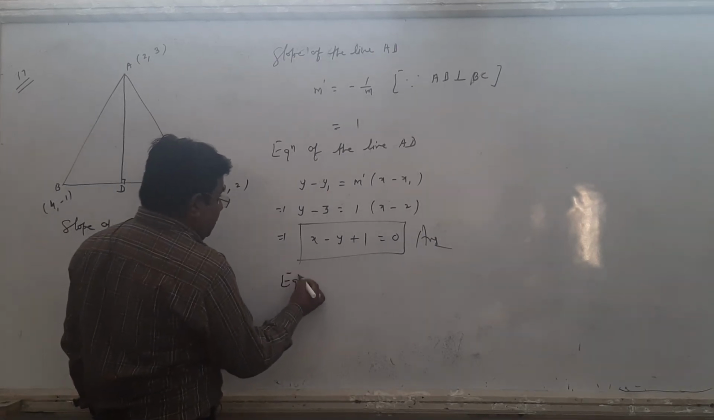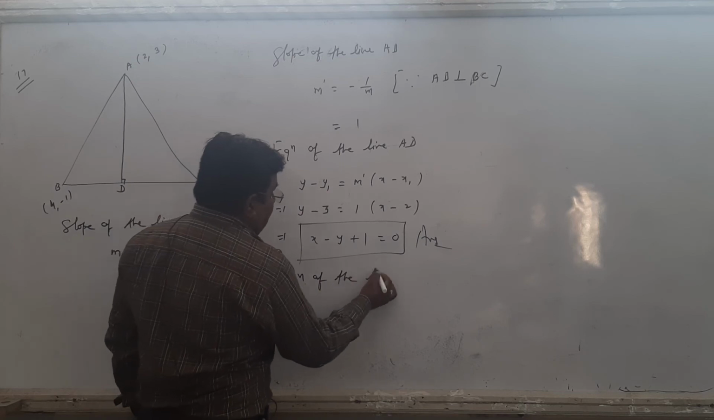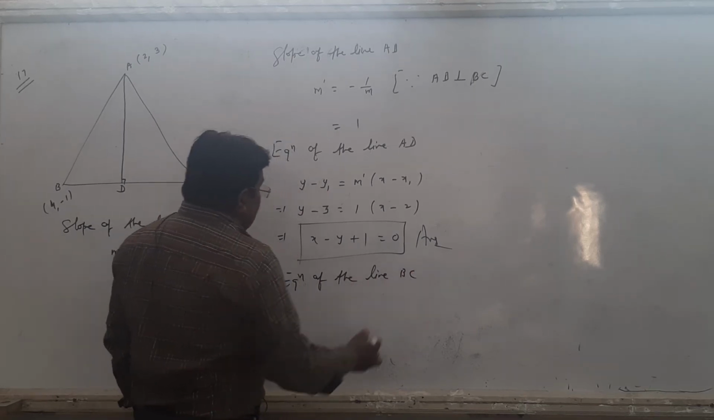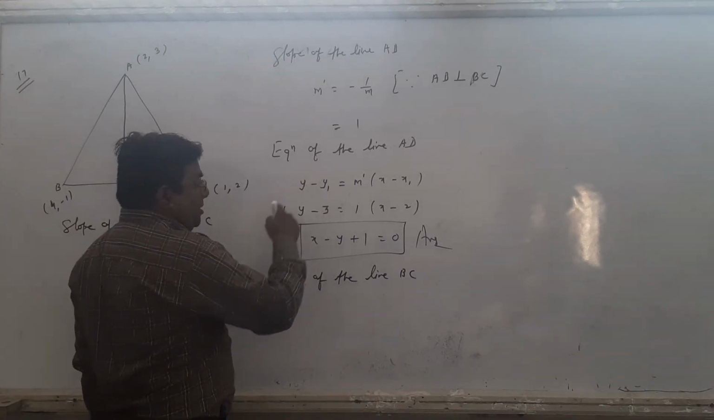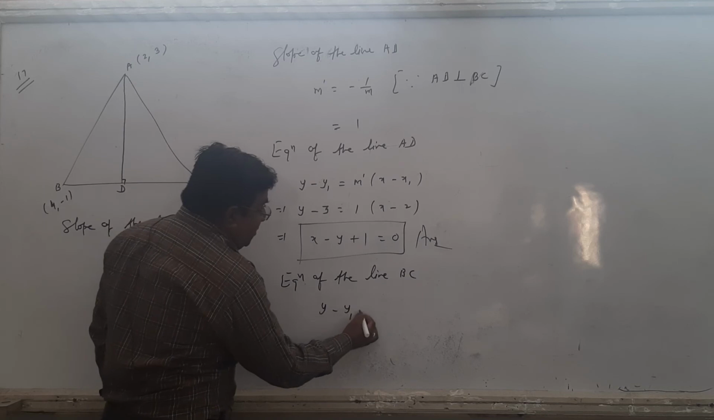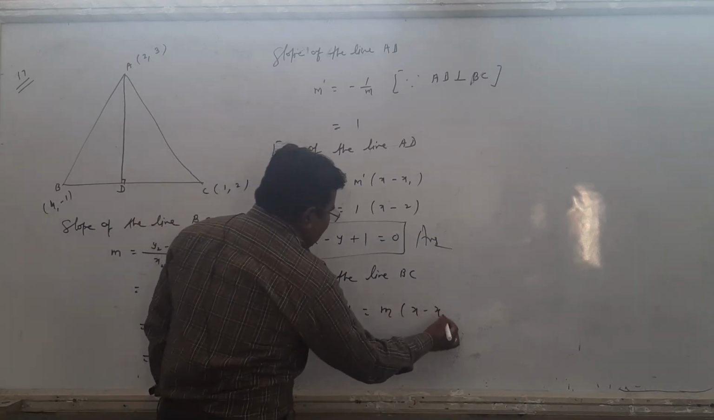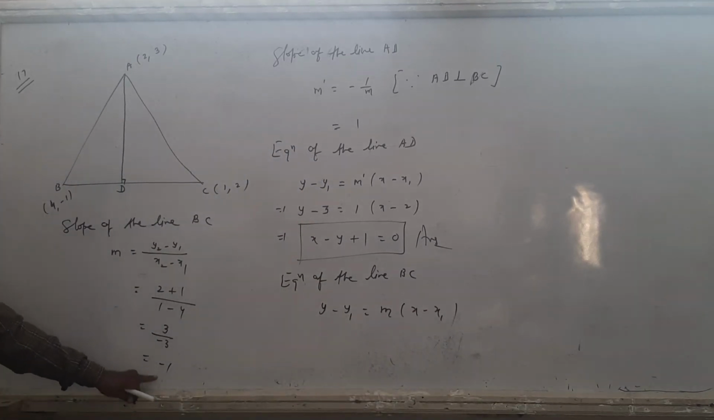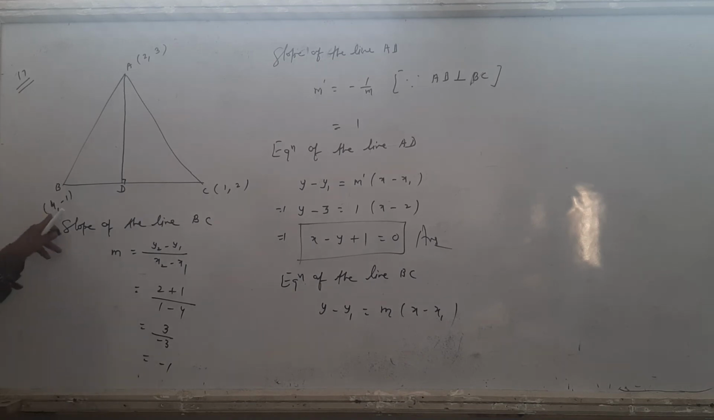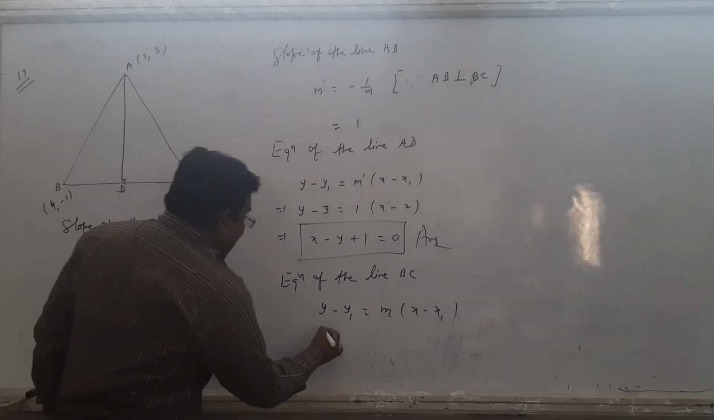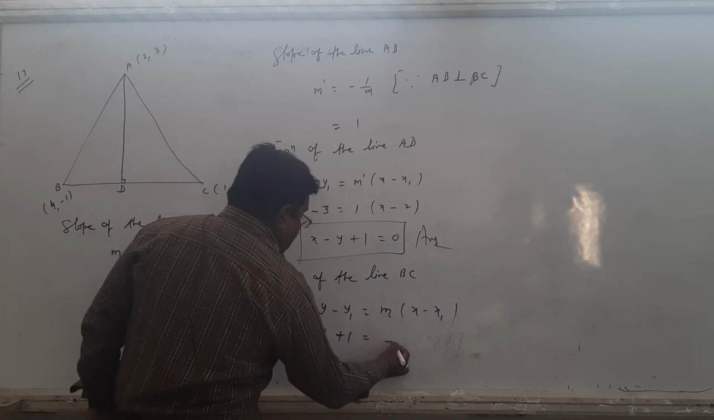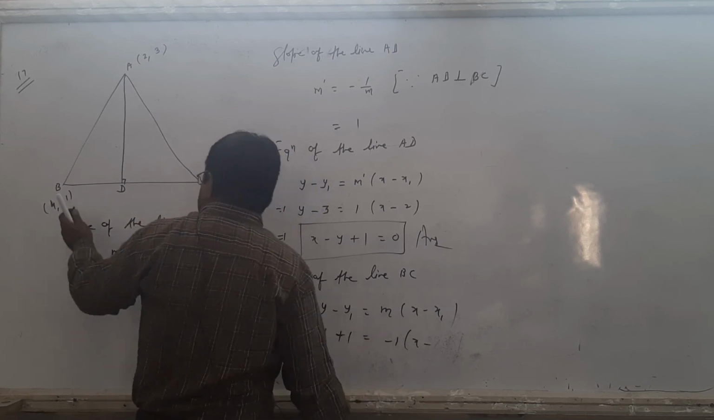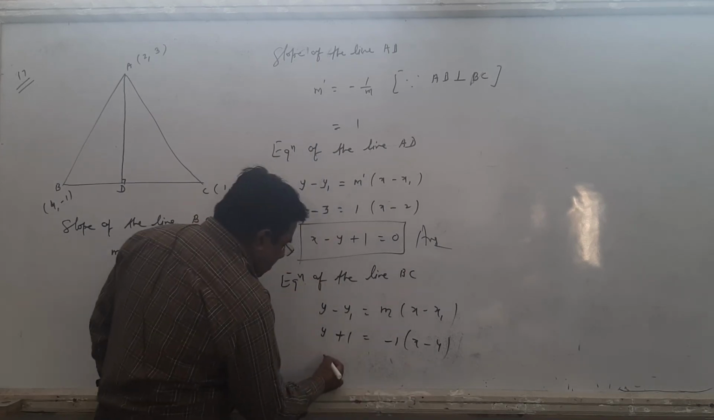So the equation of the line BC. When 2 points are given, apply the 2-point formula. Otherwise, this is the point slope formula: y minus y1 equals m times x minus x1, where m, the slope of line BC, is -1. And the point x1, y1, this is the first point, x1 is 4 and y1 is -1. So y minus y1 is y plus 1, and slope m is -1, so x minus x1 is x minus 4. That is the equation of side BC.